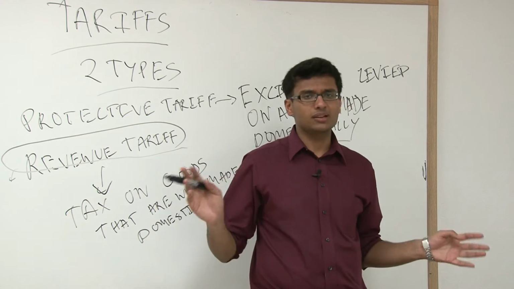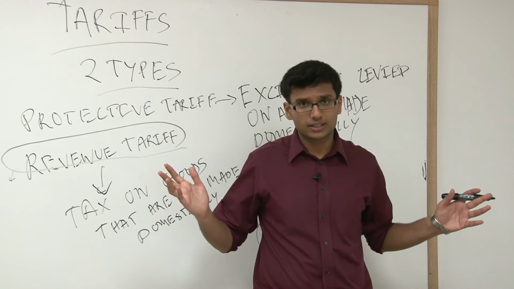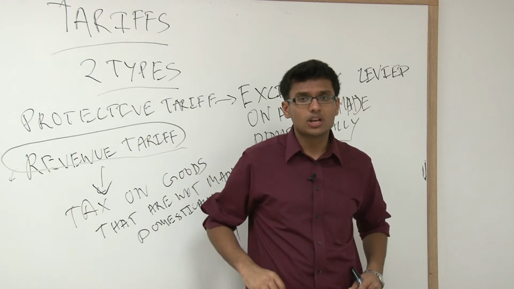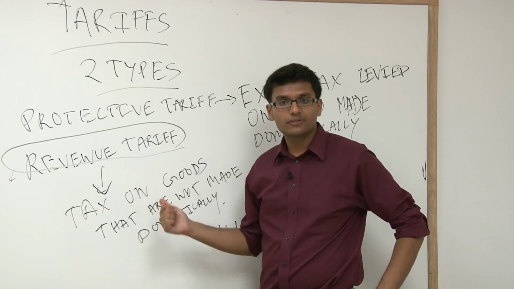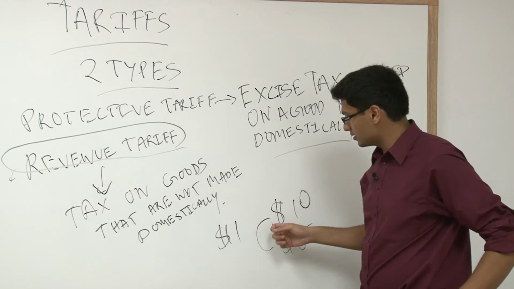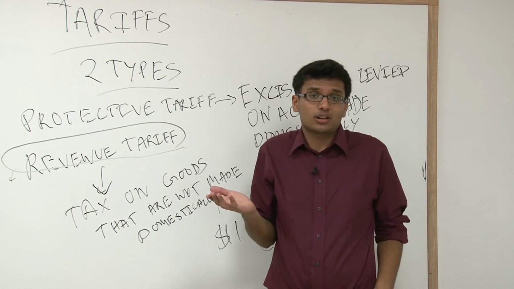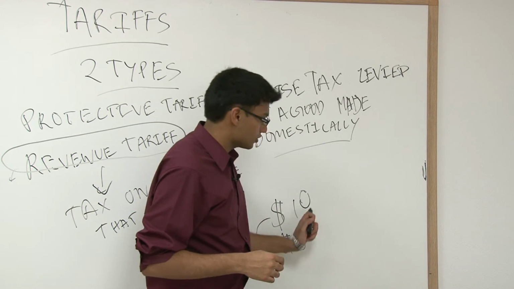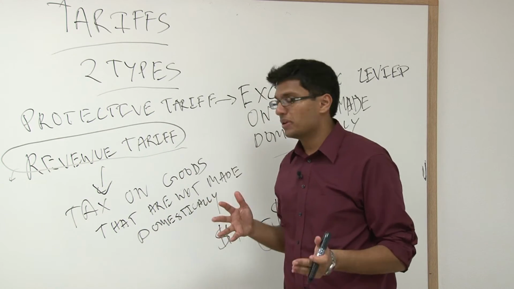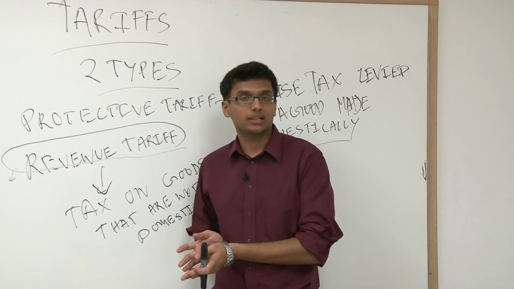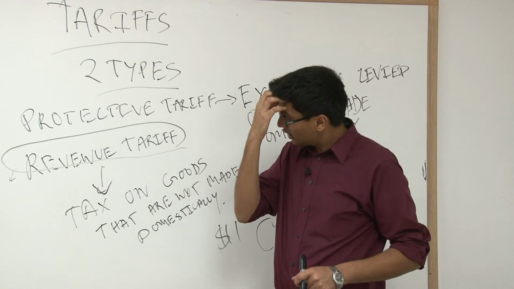Swiss chocolate is not made in America, right? And people are going to consume Swiss chocolate anyways. So what if we put in a revenue tariff? We put in a tariff that is going to be levied on this imported product. People who want Swiss chocolate are going to buy Swiss chocolate, whether it's $10 or $20, right? So if they put a revenue tariff, it gives the government a source of money, a source of income. Okay, so that's revenue tariff for you.